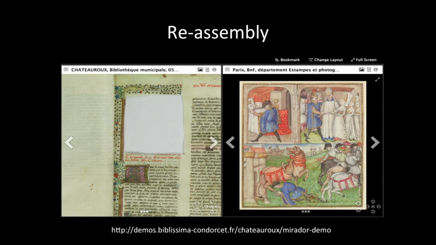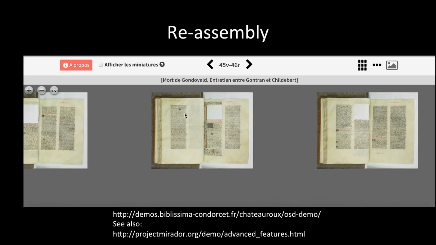So you saw this already. This is the example from Biblissima of reuniting cutout images from manuscript pages. We race at every IIIF event to be the first person to present this. Tom Kramer, you win again. I will move past this fairly quickly because you have seen it.